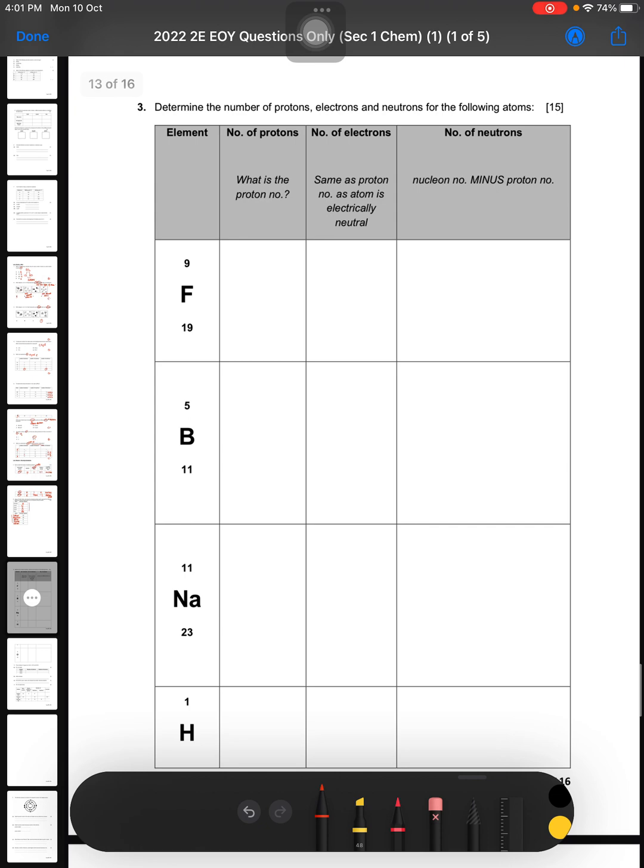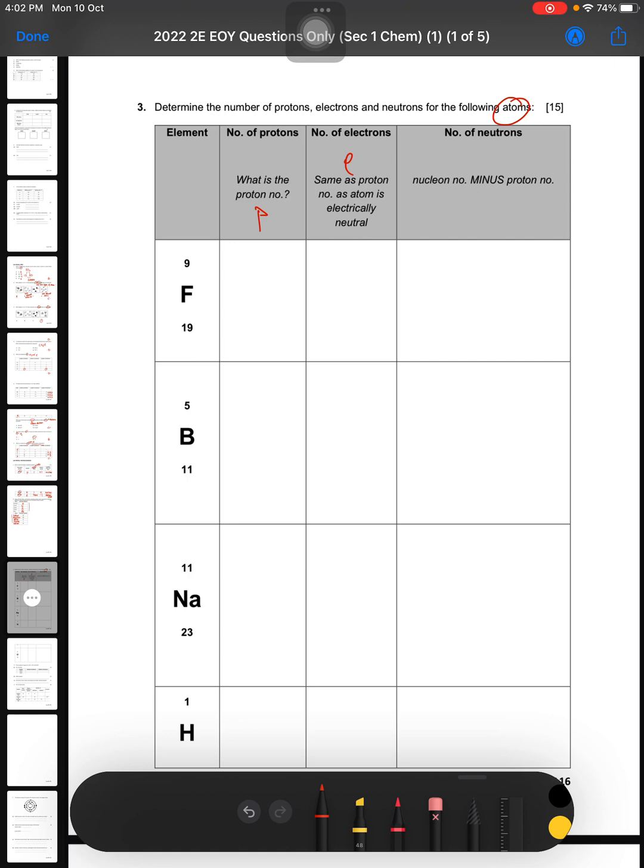Okay, question 3. Determine the number of protons, electrons, and neutrons for the following atoms. So number of protons, over here we put the number of P. Number of electrons, this is the E. But they are talking about what? Atoms, right? So P and E must be the same. So the moment you write the P, you can write in the E.